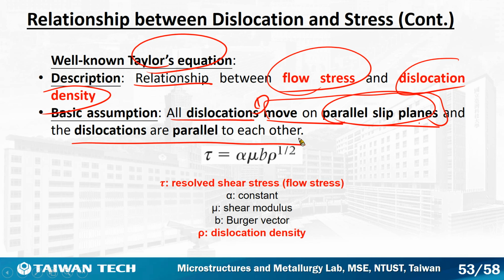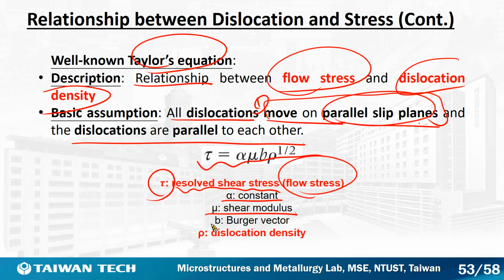Based on these assumptions, we have tau, the resolved shear stress, which is the flow stress. Alpha is a constant, mu is the shear modulus, b is the Burgers vector, and rho is the dislocation density. Actually, this is a very classic one: Taylor's equation.